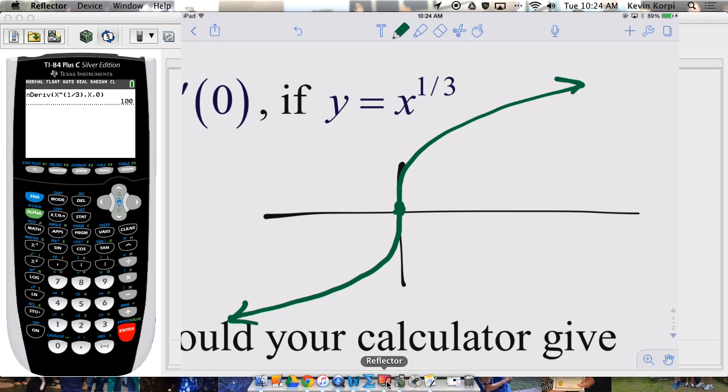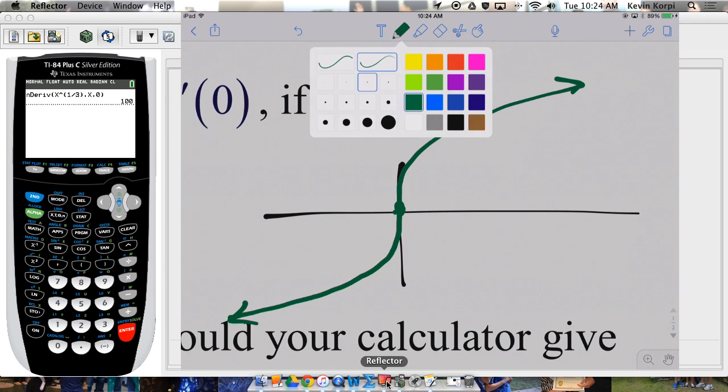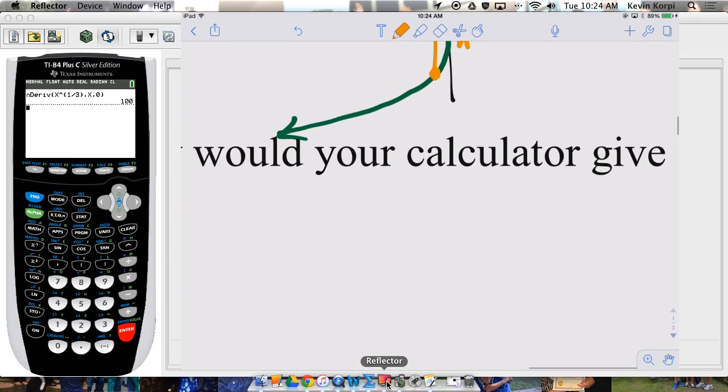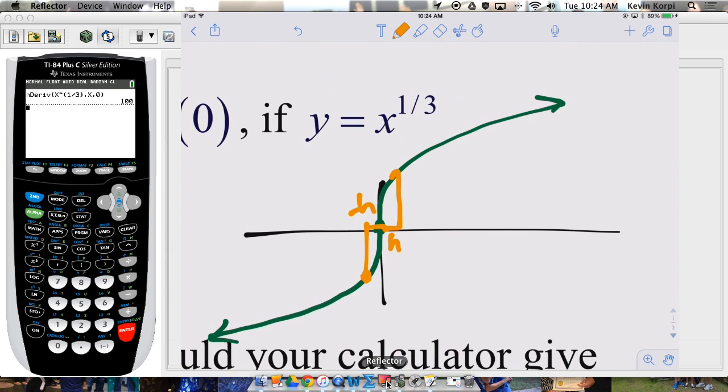Remember, your calculator computes the derivative by using the symmetric difference quotient. It chooses a value to the left that's h units away to the left of 0, chooses a value to the right that's h units away, and it finds the slope of that line. It just so happens that the closest points that it uses to the origin end up having a slope of 100, and that's kind of sad, right? So you have to know when to distrust your calculator.